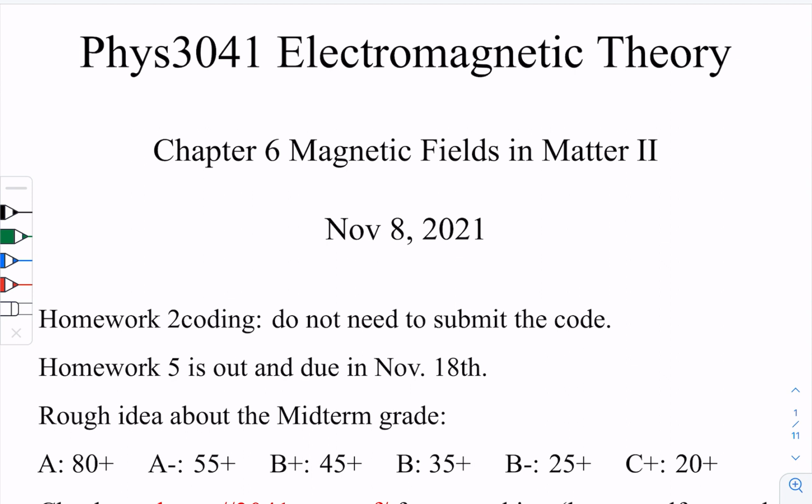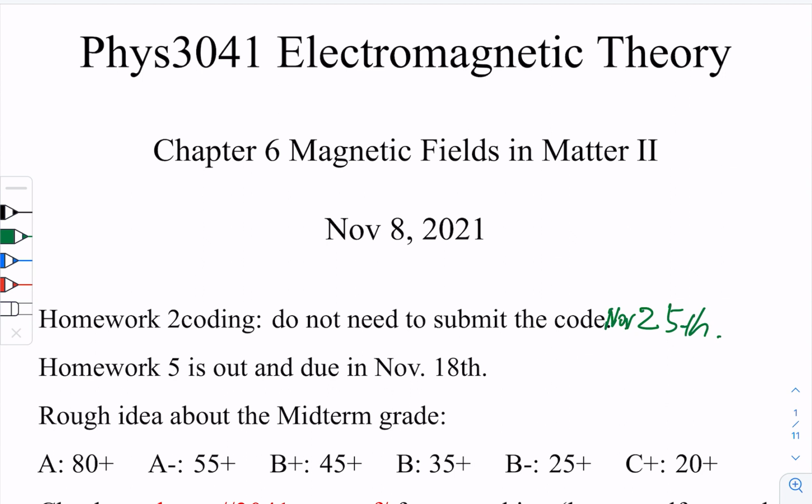in last week's exercise class, the TA already went through how to do the coding. So if you attended that exercise session, you might already have an idea how the entire coding homework should be done. And the due date for this homework 2 coding is, I believe, November 25th. So there are only a few weeks left for this coding homework.